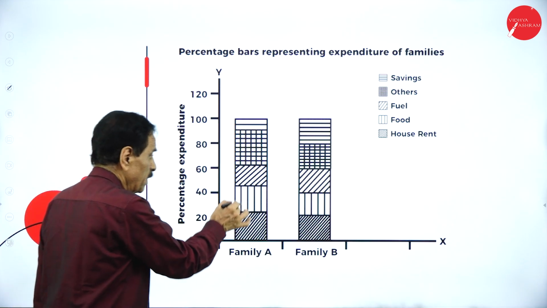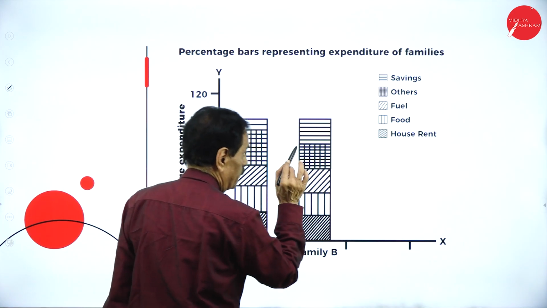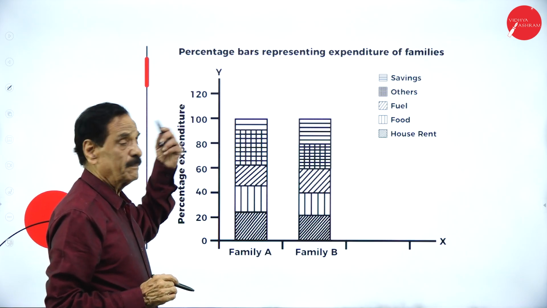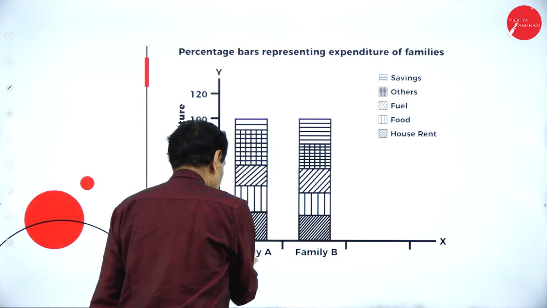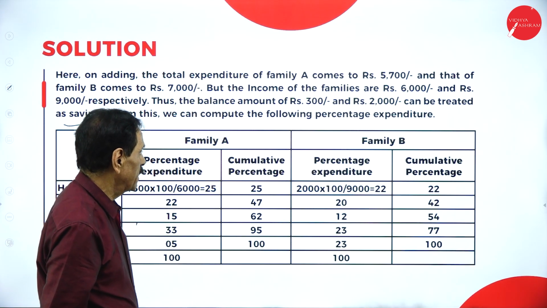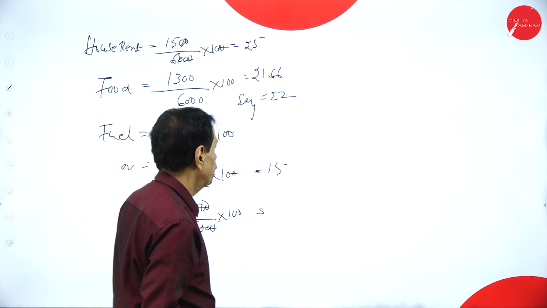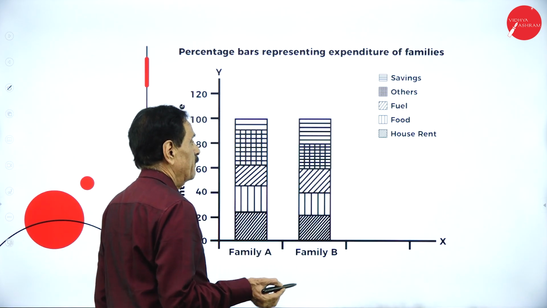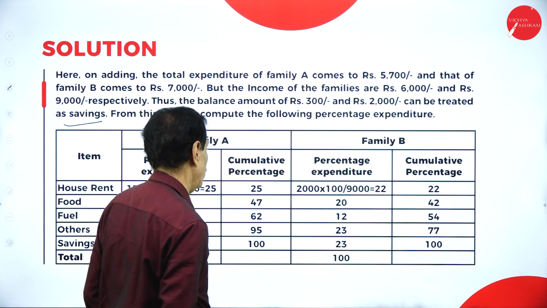Cumulatively, we have a mark. First is house rent, add to this the food, then it comes to fuel, then others, and the balance is savings. The same goes for family B. So it's a bar diagram equal to 100. If you go to family B, do you understand? Percentage: what is the first one? 22 is the house rent. To this 22, you have to add 20. 42 is the food.